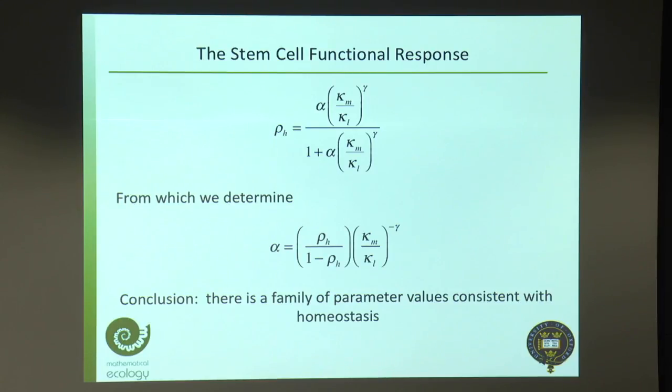Well, if we want to know what our values are, we can rearrange. If this is homeostasis, that's a fixed state. We know what that is because it's homeostasis. It's not changing over time. So I can rearrange this expression and say, well, what values of alpha give me this? What values of alpha should I have that give me this homeostatic state, and what values of gamma also give me this homeostatic state? And it turns out there's a whole family of them.